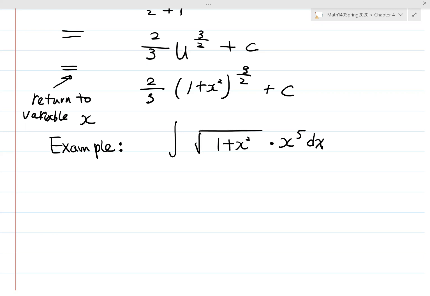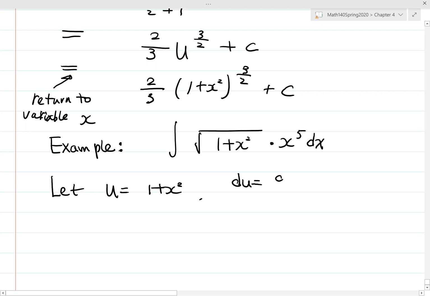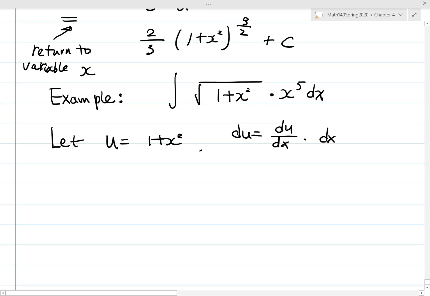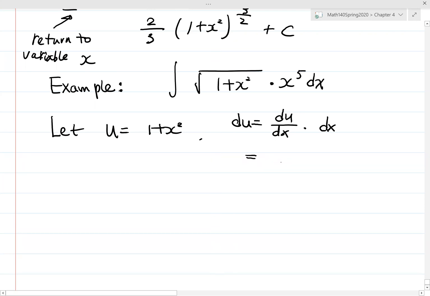Then we let u be 1 plus x squared. Then du is du over dx times dx. du over dx is the derivative of u with respect to x, which is 0 plus twice x, which is 2x. Then we get du equals 2x times dx.